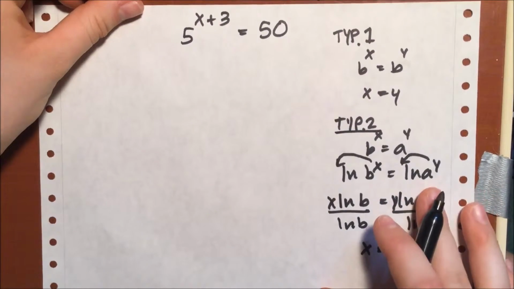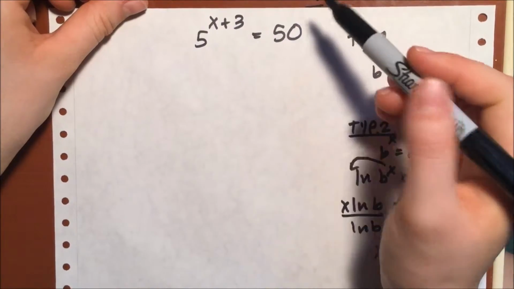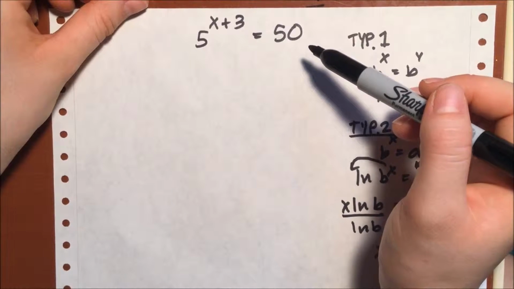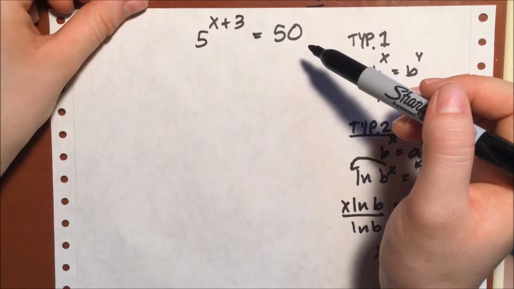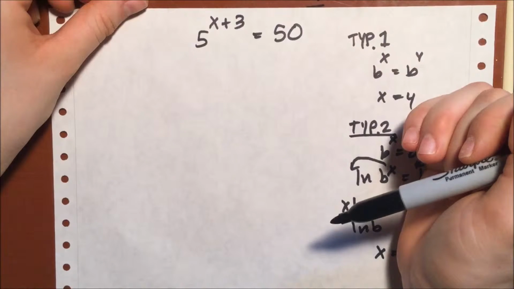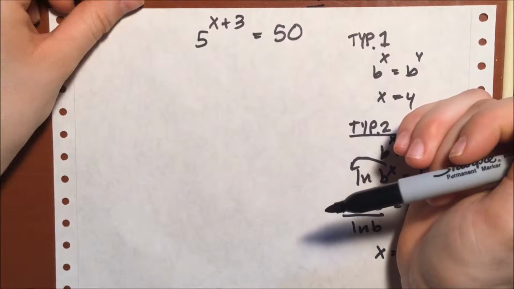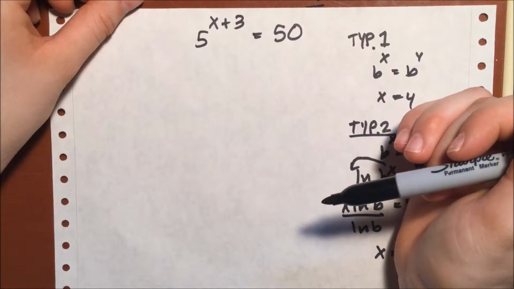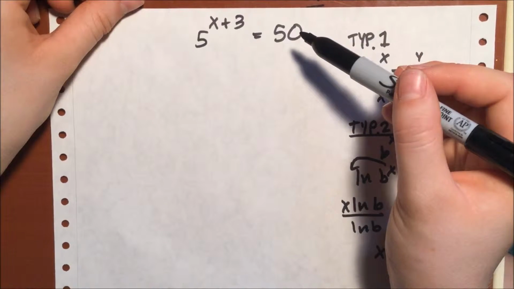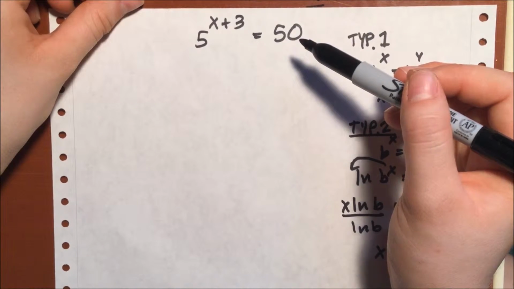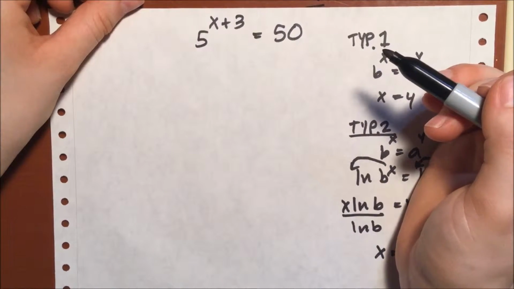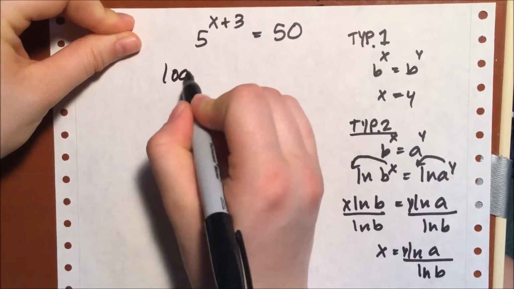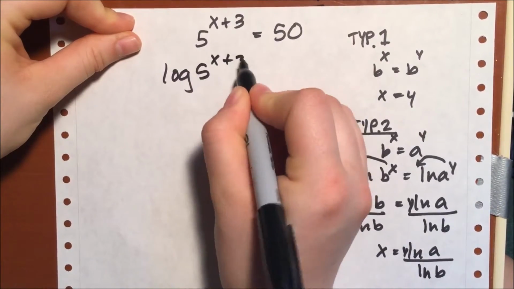Okay? So when you're deciding if you're going to natural log or common log your equation, normally you use the natural log if there's an e in your equation. You normally use common log if there's a 10 in your equation. If you have neither of those, it doesn't matter which one you choose. But I do notice that this 50 has a 10 in it, so maybe I'll just go with the common log and see if anything happens. So, common log both sides.